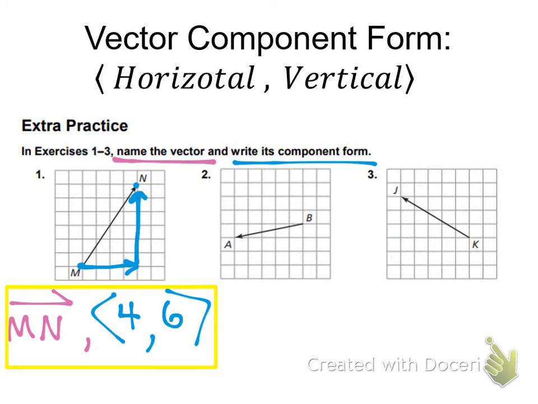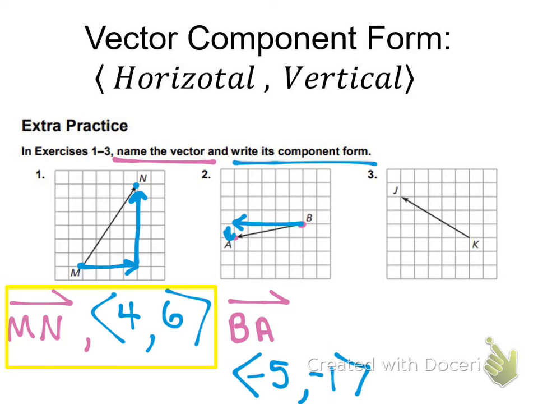The second, we're going to name it. So you do a half arrow. What letter will come first? B. So it starts at B and it ends at A. And then from B, horizontally, we go to the left. How many? 5. So is that positive 5 or negative? Negative 5. And then we go down 1, which is negative 1.